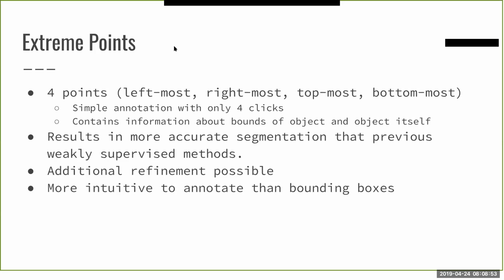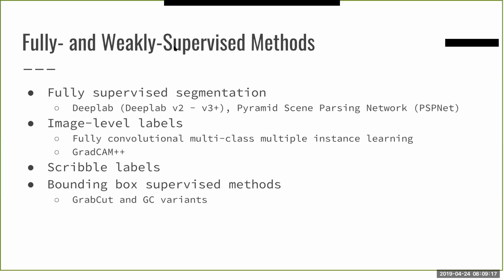The authors later on use extreme points as a refining tool. So if your 4 extreme points don't create the segmentation mask you want, you could add 5 or 6 or more points on the object to create the box that you want, or create the mask that you want. Okay.